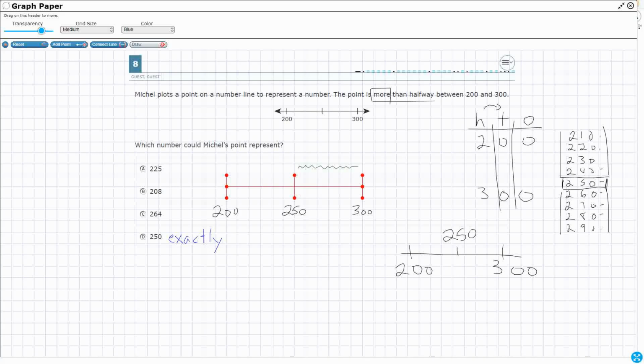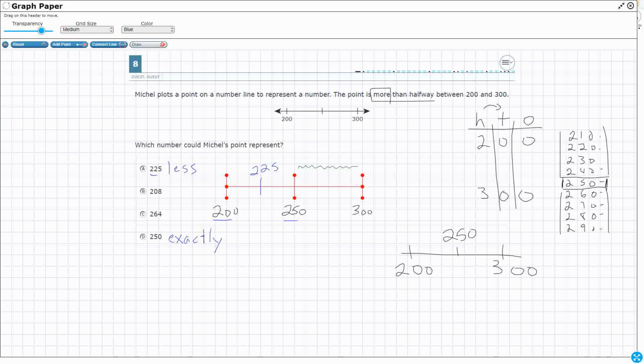Let's put that 225, okay? Well, look at the tens place, right? We got the 20 and the 25. Between 20 and 25, that 22 is actually halfway between the 200 and the 250 is what that is. So we can put that 225 right there because 25 is half of 50. So this is less than halfway. So that's not going to work.